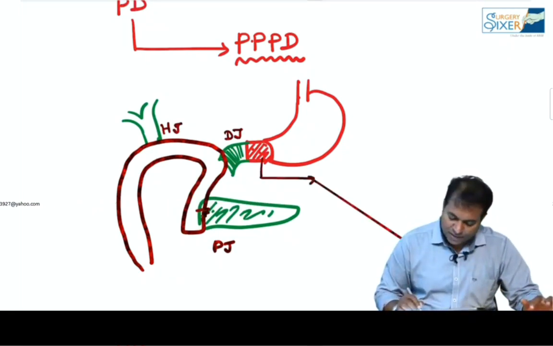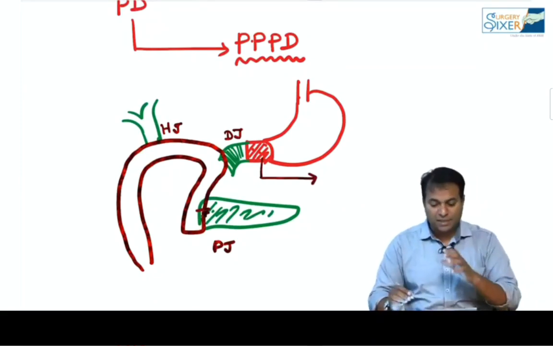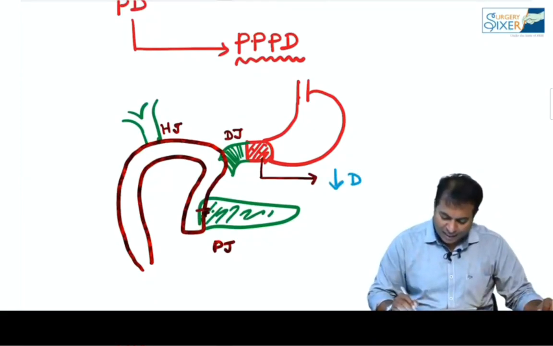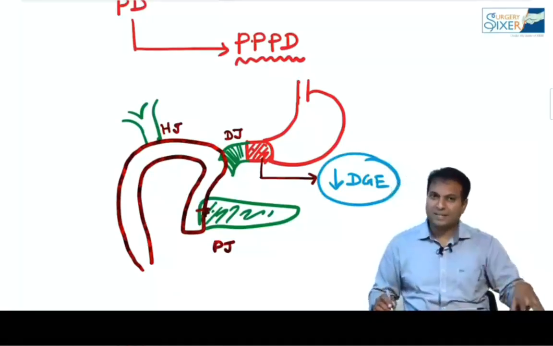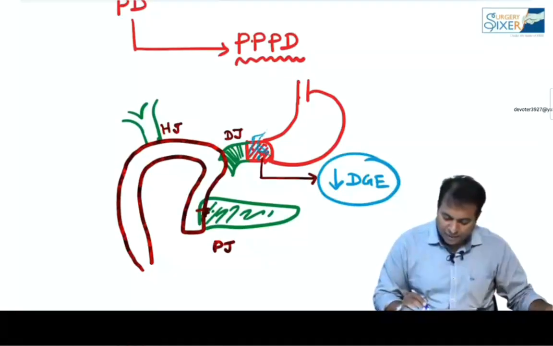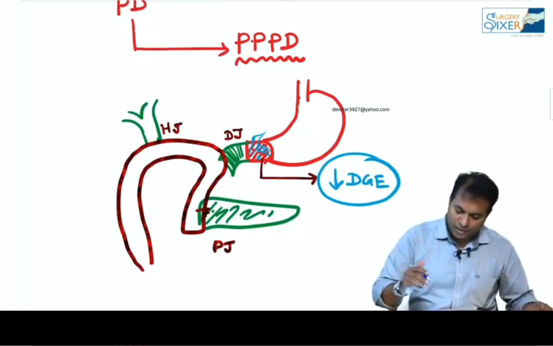What is the advantage of preserving the pylorus? Yes, you know the answer. By preserving the pylorus, there is decreased delayed gastric emptying. Please remember this point. By preserving the pylorus, the delayed gastric emptying complication is less because we are preserving the nerve of Latarjet. So the delayed gastric emptying complication is not there.